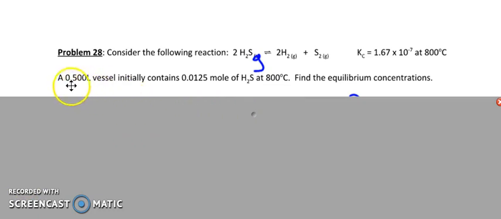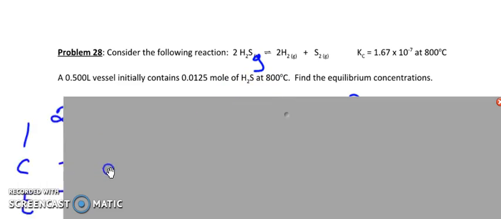Now, notice something else right here. You're using a 5-liter vessel and 0.0125 moles. Folks, what goes in an ice table isn't moles, it is molarity. So we can all start singing our song, The Moles on Top of the Mountain. Make sure you know to put molarity in the ice table.